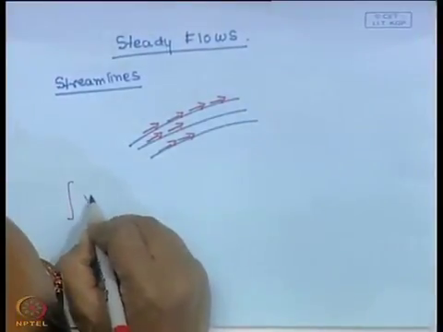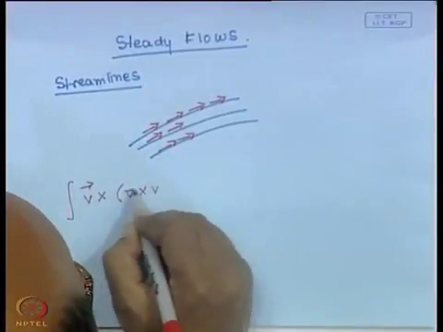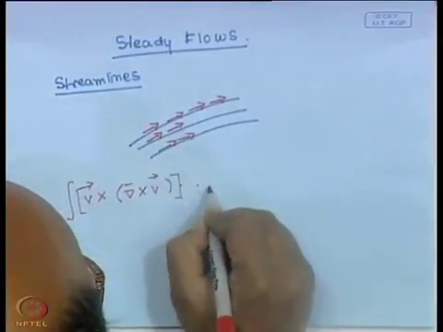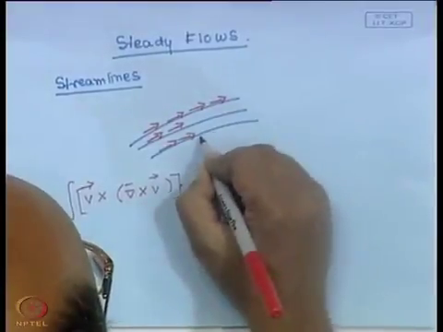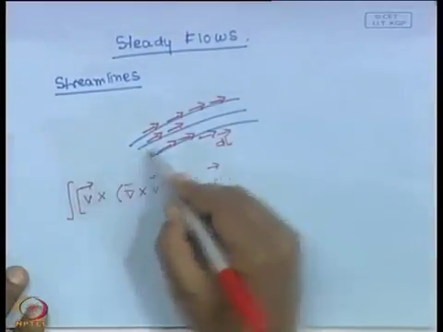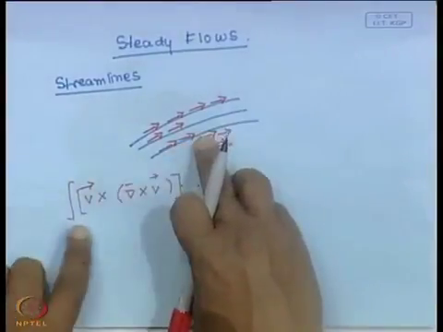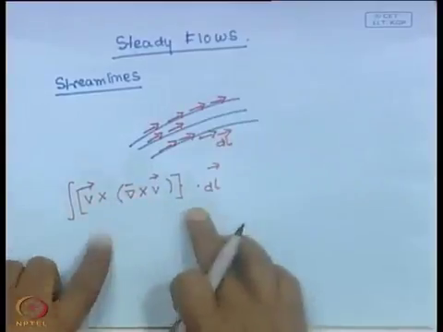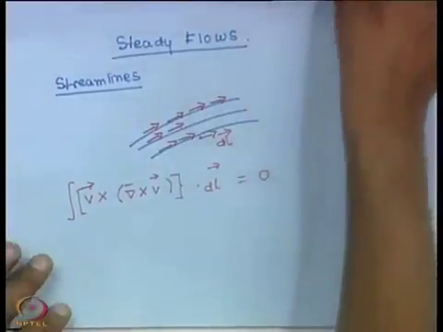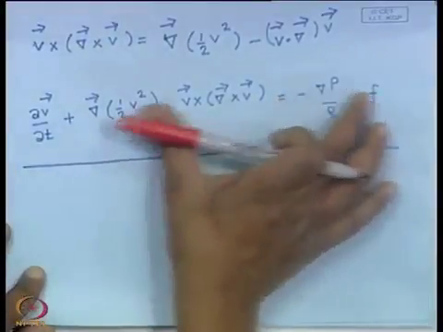So, we have V cross curl of V dot dl, where dl is an infinitesimal vector along this direction. That is what we mean by integrating along a streamline. Now, dl is parallel to V at this point, and this is V cross something. So, it is obvious that this is going to be 0, this does not contribute. So, what we are left with is basically the integral of the other 3 terms.